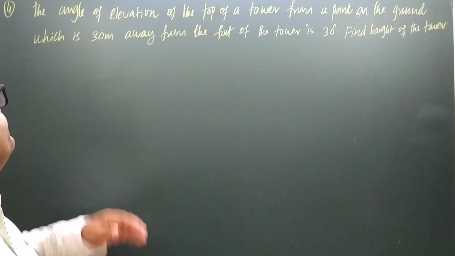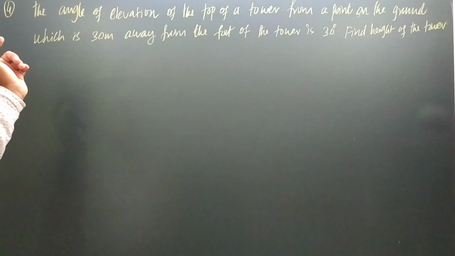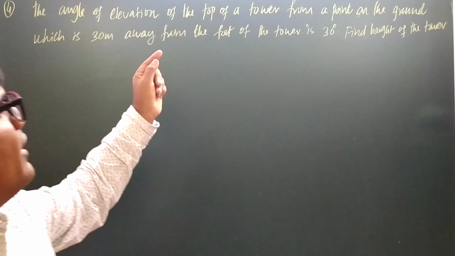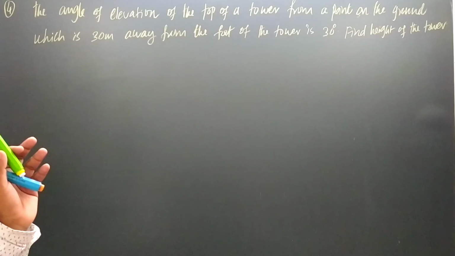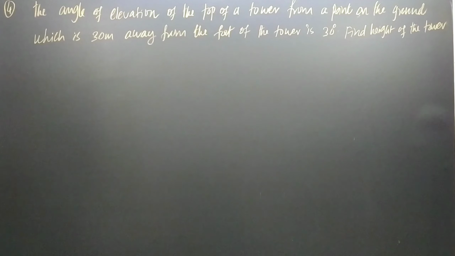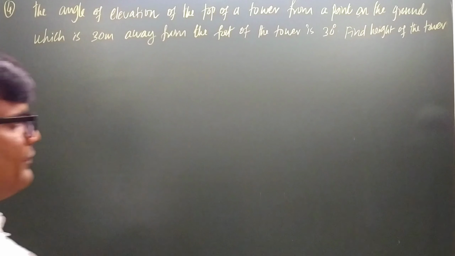Question 4. It's very simple. The angle of elevation of the top of a tower from a point on the ground which is 30 meters away from the foot of the tower is 30 degrees. Find the height of the tower.